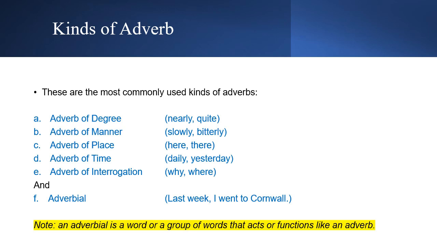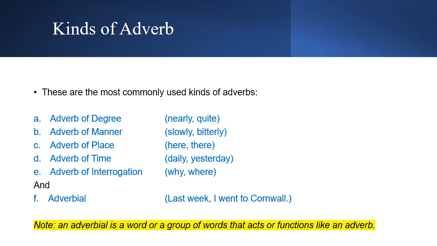Adverb of degree. If a word tells us how often a verb is happening, or how much it has happened, then it's an adverb of degree. For example, it is quite clear. Another example: we nearly missed the train. Missed is a verb, so by what degree did we miss the train? Nearly missed the train. That's why it shows the degree, to the extent a verb or action is happening.